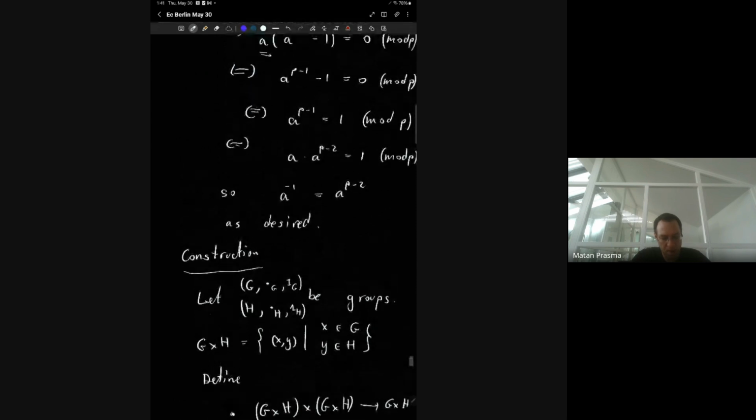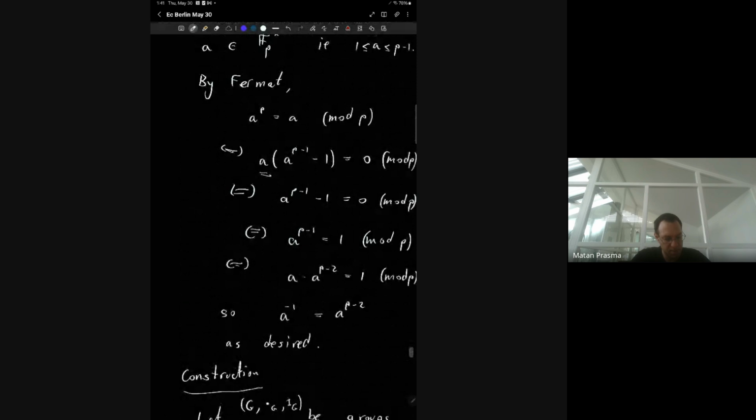Let me just remark something about this step in blue here. Assuming we know by Fermat that a to the p is equal to a, then we can definitely write it as a times a to the p minus 1 equal to 0, modulo p.